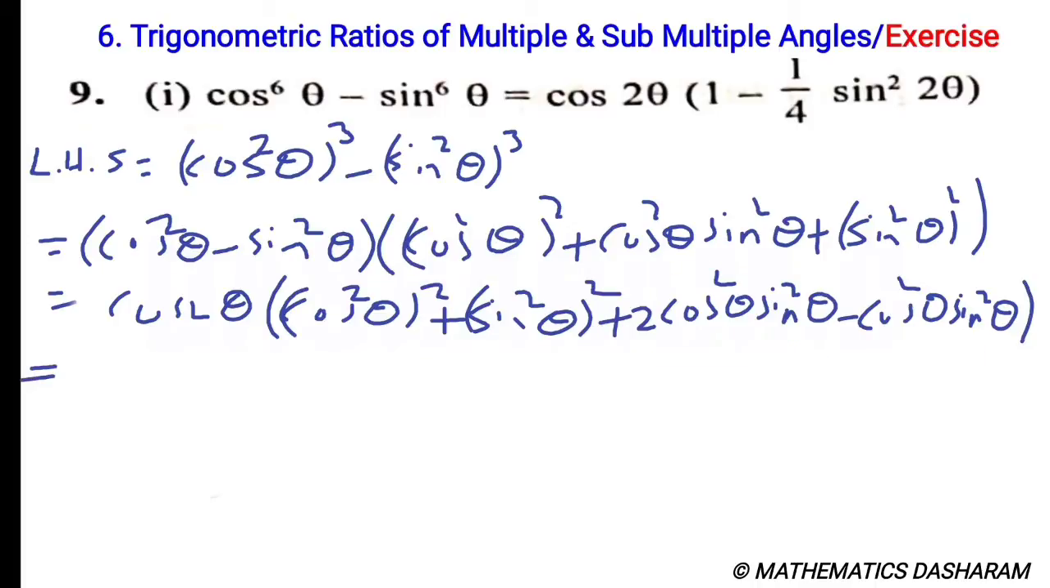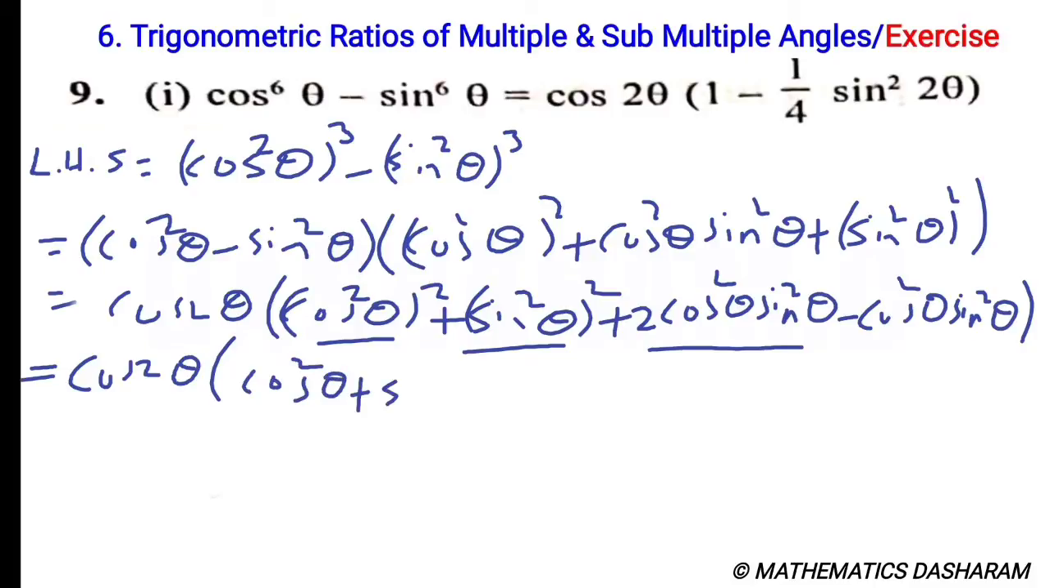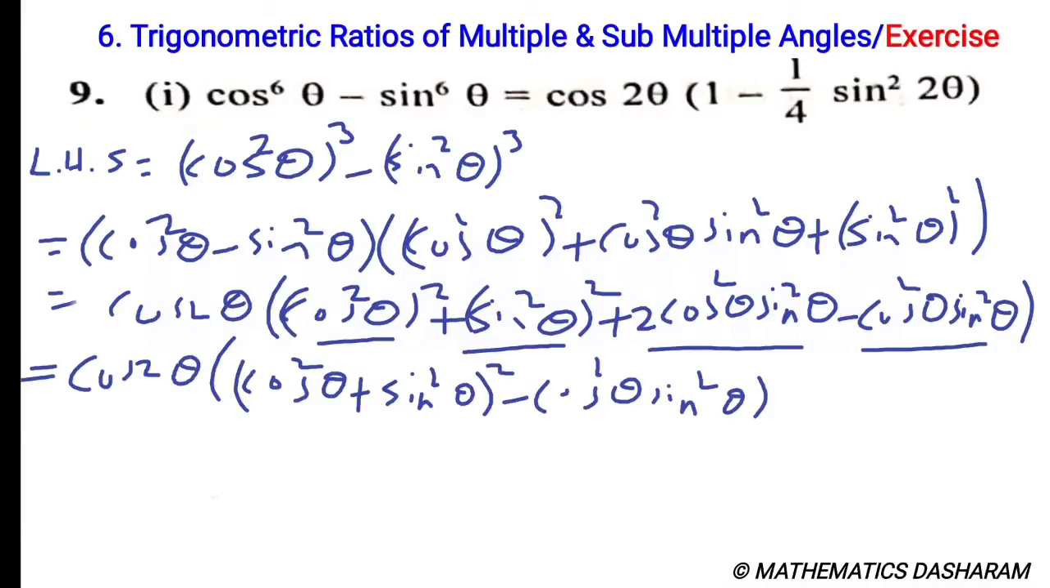So now it is equal to cos 2 theta, in the bracket here a square plus b square plus 2ab. So it is equal to (a plus b) whole square. So (cos square theta plus sin square theta) whole square. Next, what is the remaining term? Minus cos square theta into sin square theta. So it is equal to cos 2 theta, and in the bracket it is one of the identities, so its value is 1.